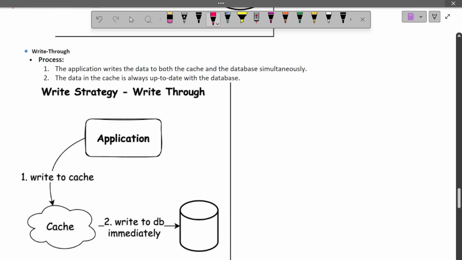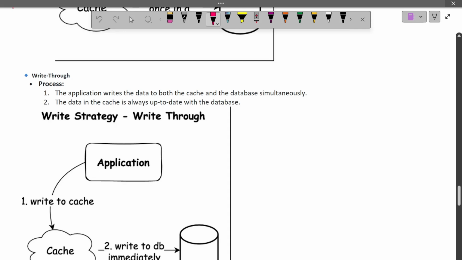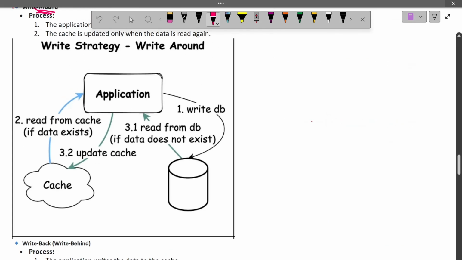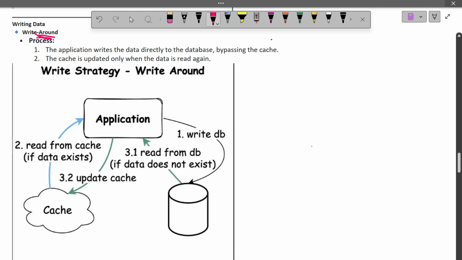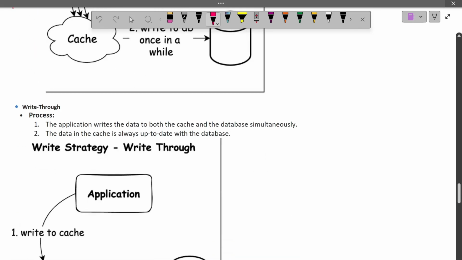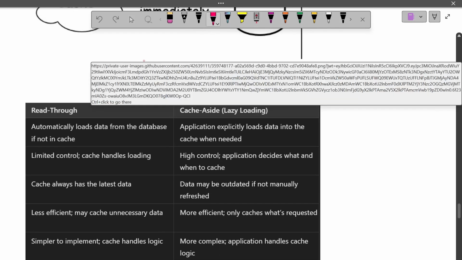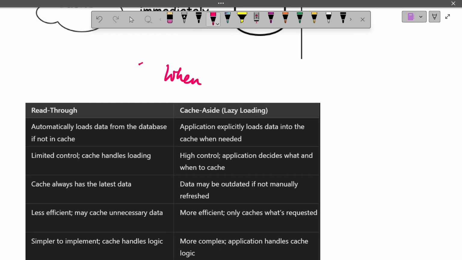So it will be eventually consistent. Now, in case of write through strategy, the application writes to the cache and the cache is immediately writing to the DB. This is the difference between write through and write back. And write around, when you see the word around, you have to understand there's a bypass of the cache happening. Okay, so now the very general question will be when to use which strategy.